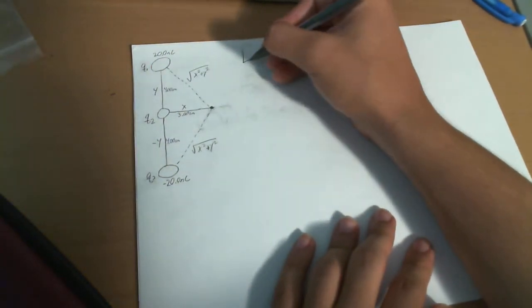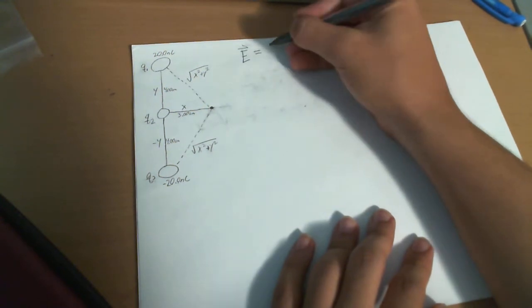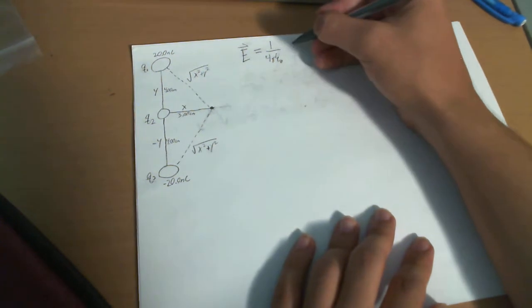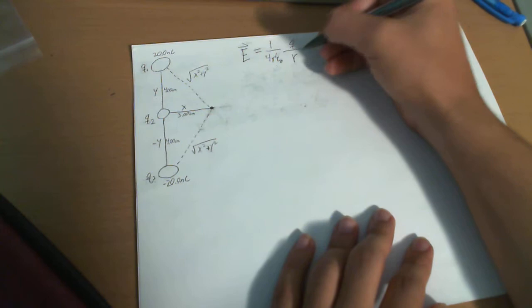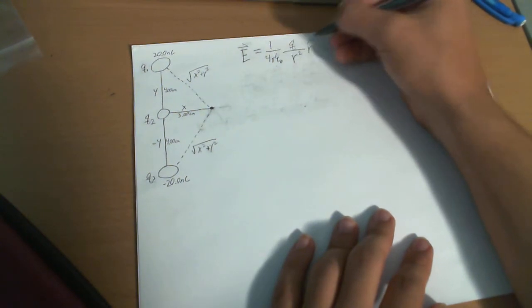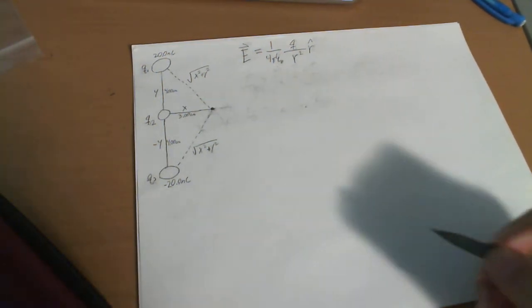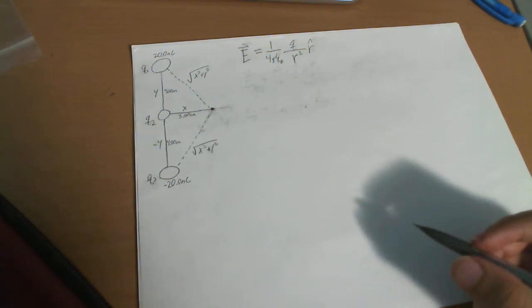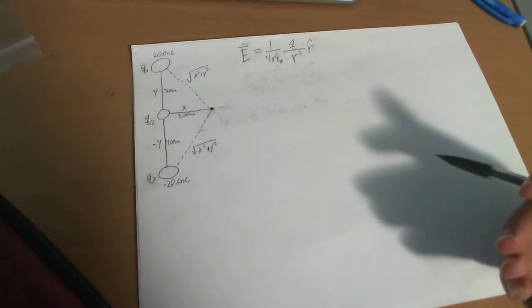So the electric field, the equation you can find in your book, is going to be E equals 1 over 4 pi epsilon naught times Q over R squared times R hat. Now notice that unlike the electric potential, the electric field is a vector quantity. So it is not as simple. When we add them, we need to take into account their vector components.